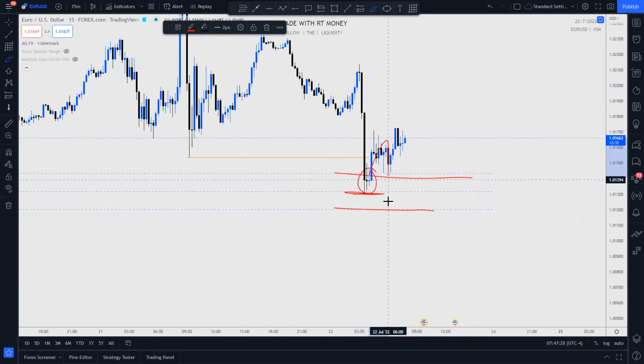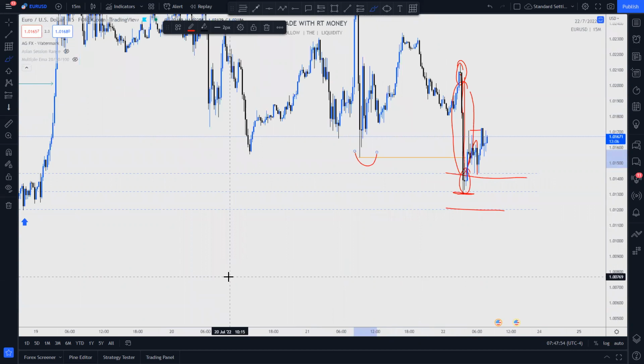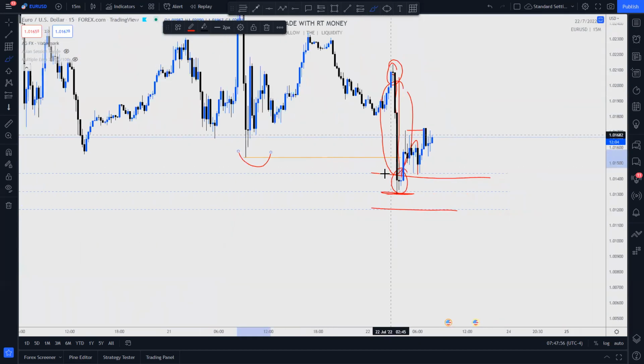It came back to retest, and we took out liquidity. We had a liquidity sweep to the upside. There's a lot of imbalance in this move that made price come down here in the first place. This was London Open, and we're sweeping lows. Over here, you can see that this was the low of Asia. Asia was taken out.